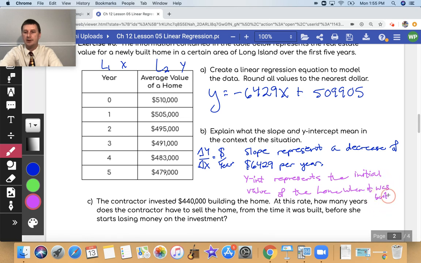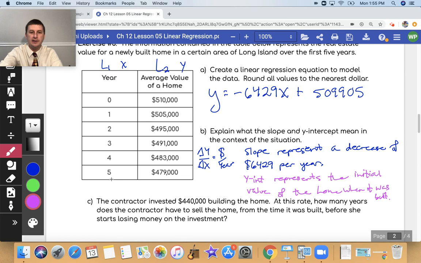And that value is actually very close to the given value in the table. It's only about $95 off of $510,000. So this line of best fit that goes through 509,905 is pretty accurate with the actual data value that's given to us, 0 and 510,000. So again, the y-intercept will represent the initial value of the home when it was built.